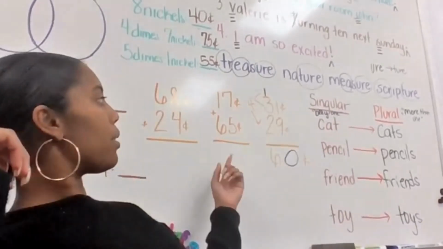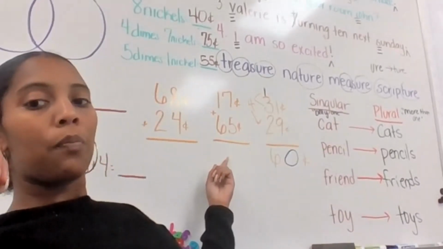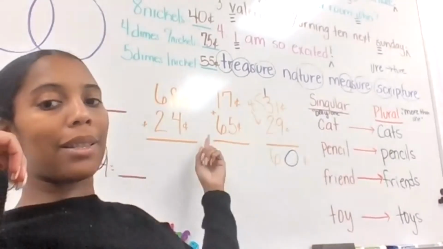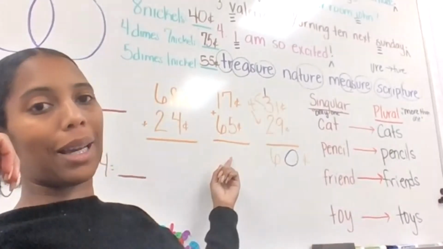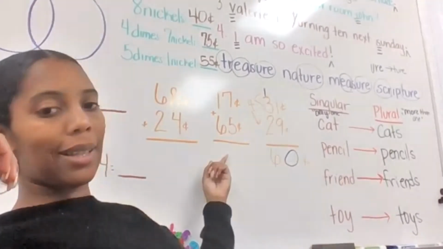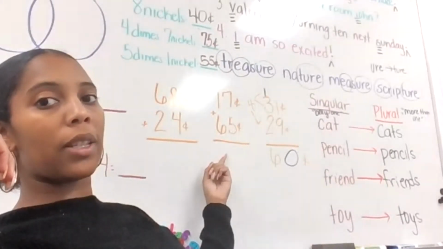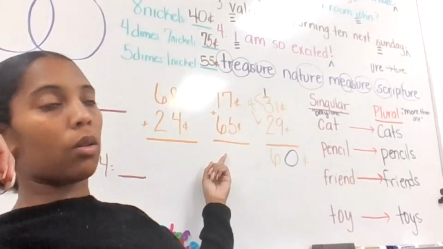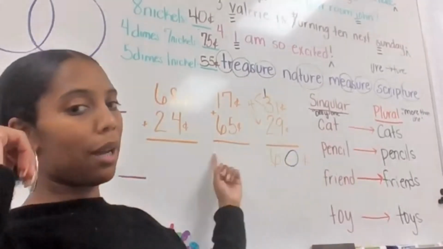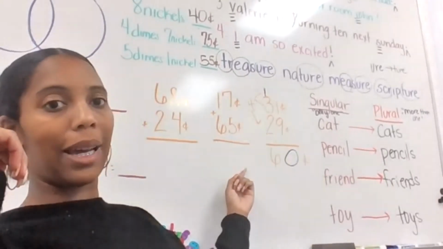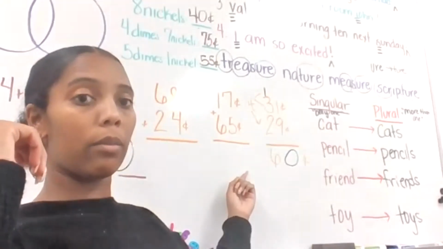Okay, it's honestly best if you set it up like this. If you try to set it up side by side, it's going to be extremely hard to add it up. So you may want to set them up just like this. This helps you when you have to carry over. So set it up just like this. Don't do it side by side. That's going to be extremely hard to add and to get the correct answer.